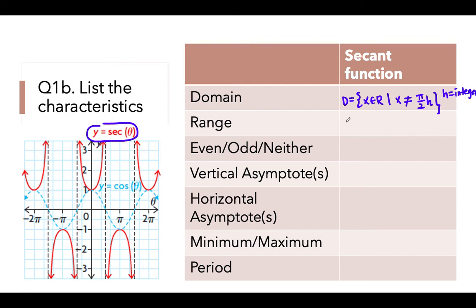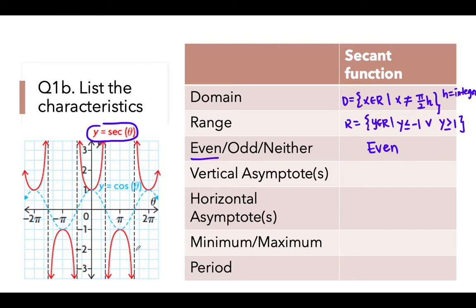For the range, it looks like y can be any real number, but same idea, y has to be greater than or equal to 1 or less than or equal to -1. So y must be less than or equal to -1 or y must be greater than or equal to 1. Now, is it even, odd, or neither? As you can see, it's symmetrical through the y-axis. So therefore, it's an even function.